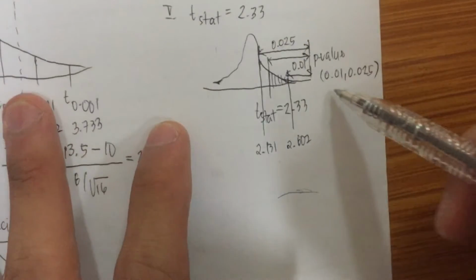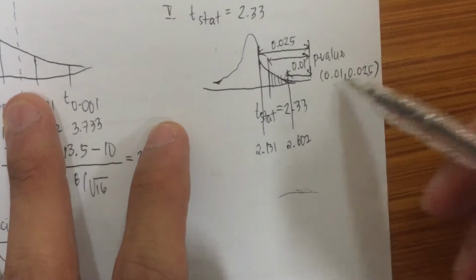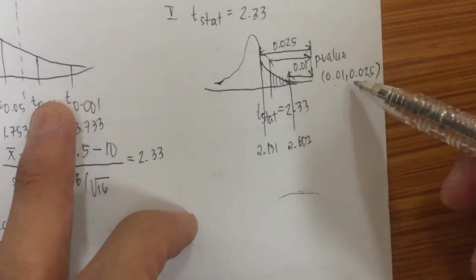We use open and close parentheses to signify that these endpoints are not included. These are not possible values for the p-value.